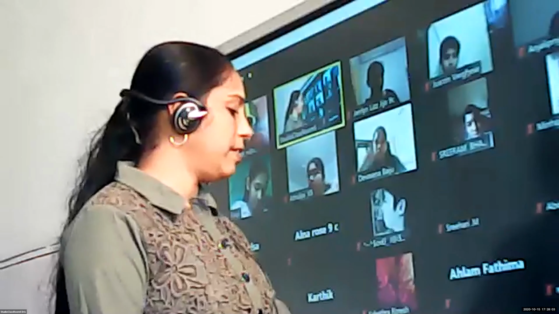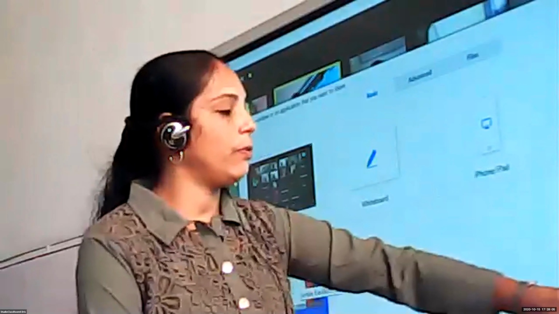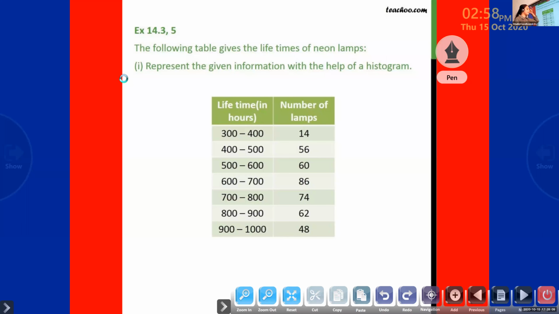You need the question again. Ashik, you are looking at the question and drawing the histogram. Write the question, Ashik, fast. Ma'am, due to network issues, my screen... Yes, Ashik, I understood.